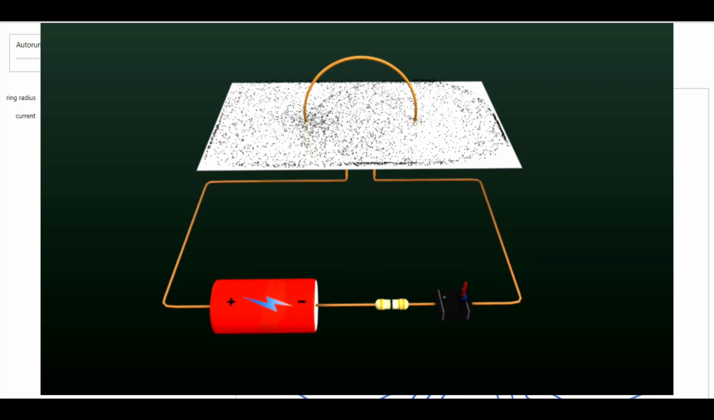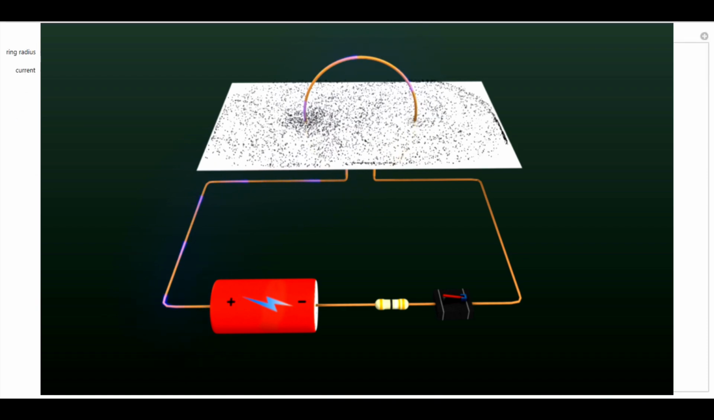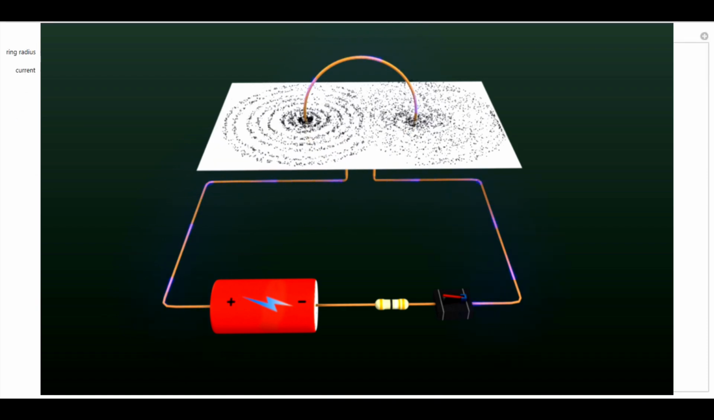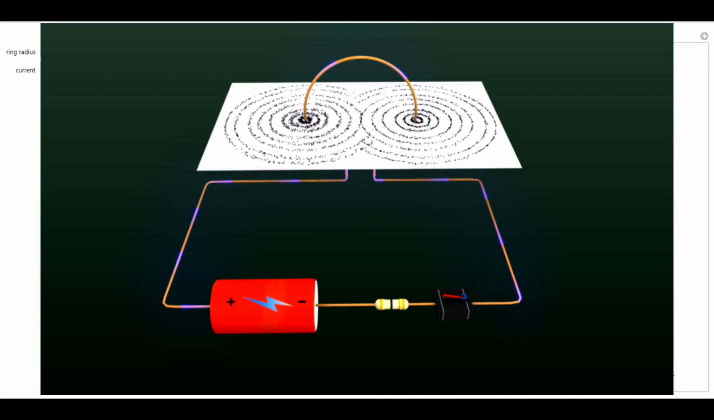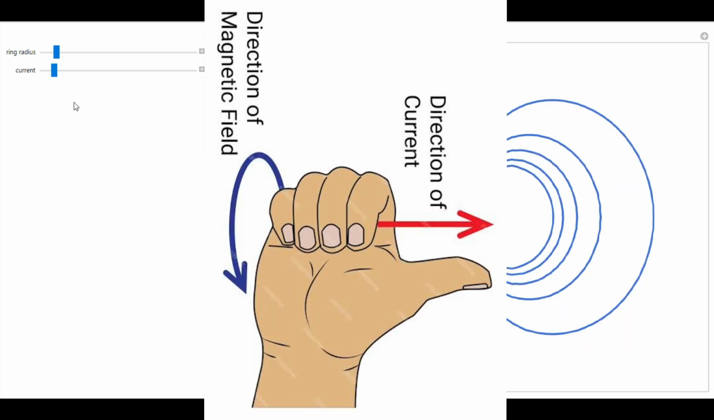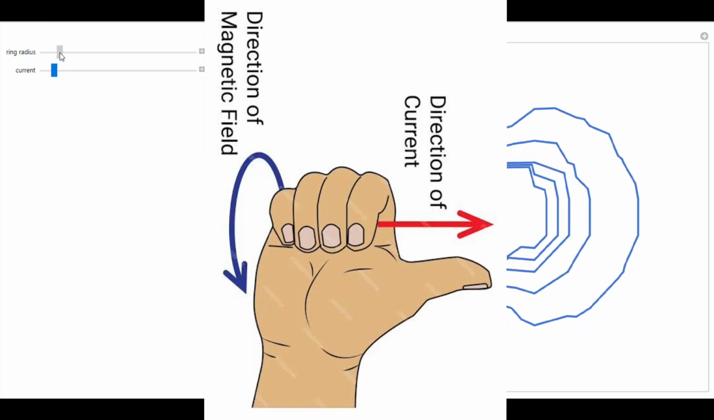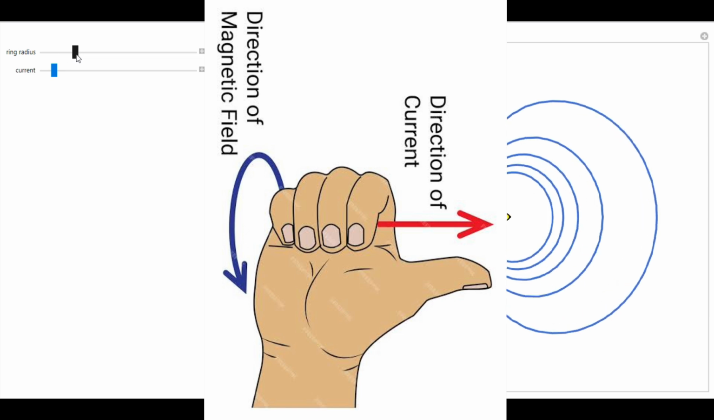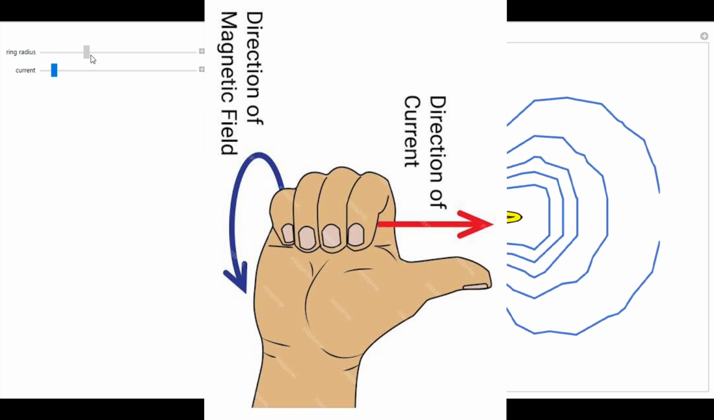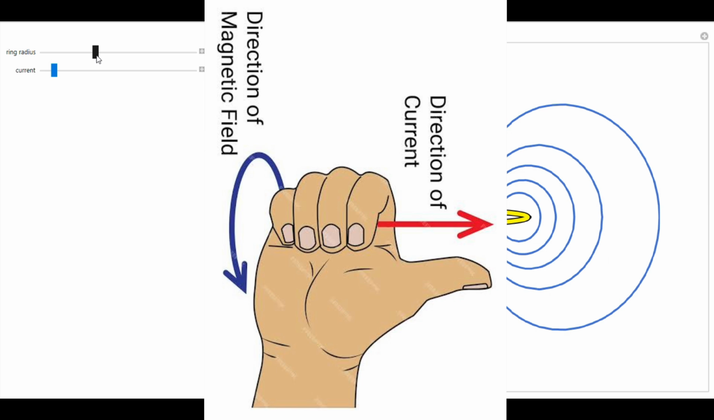Chapter 4. The right-hand rule. One of the most useful tools for understanding the direction of a magnetic field is the right-hand rule. This rule helps us determine the direction of the magnetic field based on the direction of the current. Here's how it works. 1. Point your right thumb in the direction of the electric current flowing through the loop. 2. Curl your fingers around the loop. The direction your fingers curl represents the direction of the magnetic field lines.